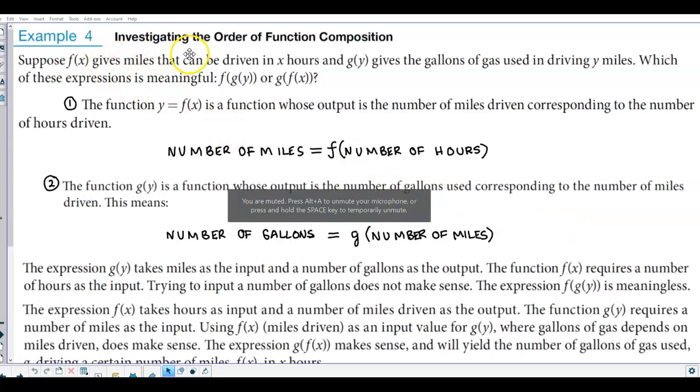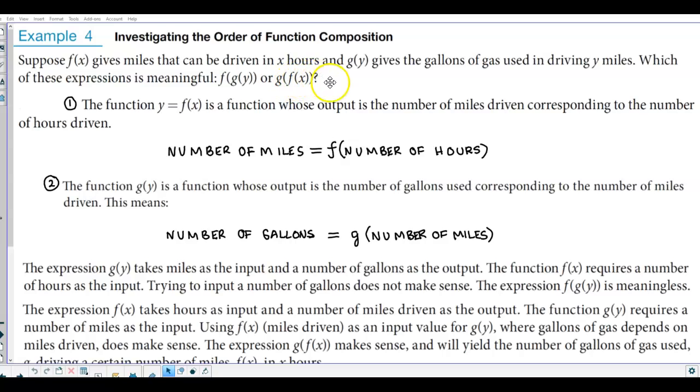Example 4, investigating the order of function composition. Suppose f of x gives miles that can be driven in x hours, and g of y gives the gallons of gas used in driving y miles. Which of these expressions is meaningful, f of g of y or g of f of x?